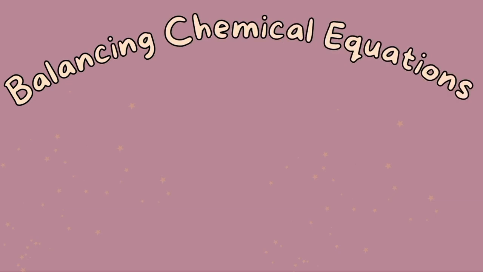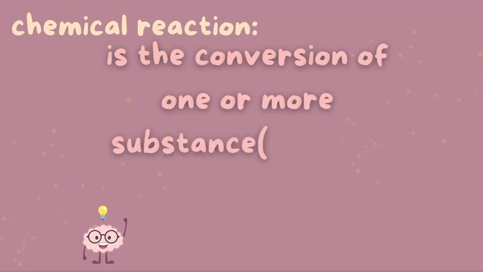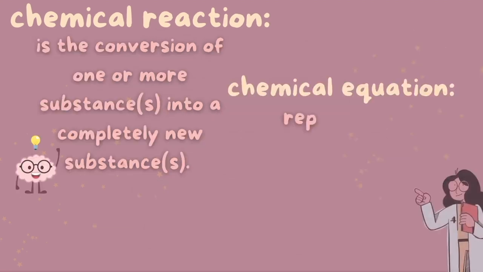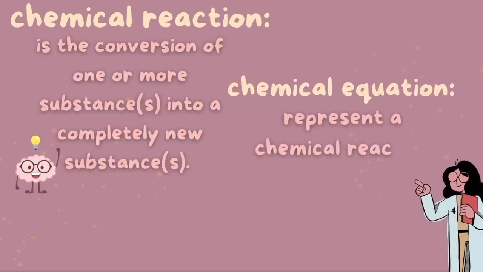Before learning how to balance chemical equations, we must first understand how it relates to a chemical reaction. A chemical reaction is when one or more substances convert into a completely new substance or substances. During this chemical conversion, bonds are broken and created between new molecules and atoms. This forms completely new substances. Chemical equations represent these chemical reactions taking place.